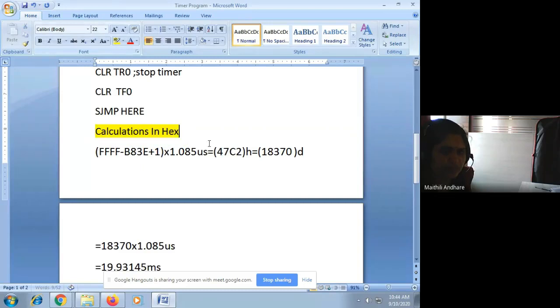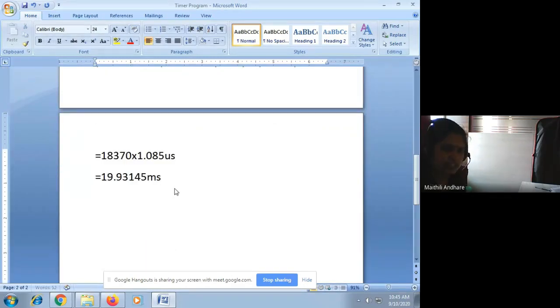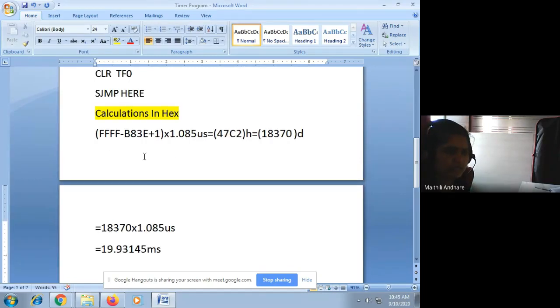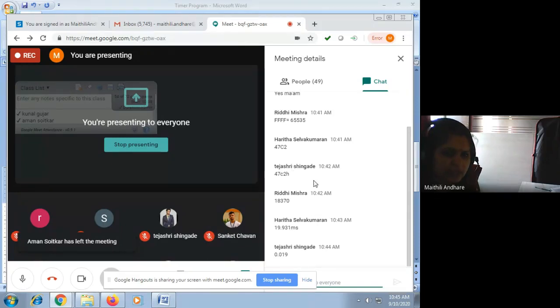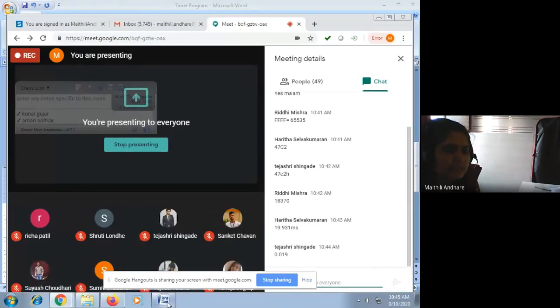Now we will do the calculations in decimal. So do that. Already you have written the formula for the same. So any doubt in the hexadecimal calculation? Yes, anyone? Tejasri has also given the answer for the previous calculation. Any doubt regarding this hexadecimal calculation? If you don't have any doubt, you can go for the decimal calculation.